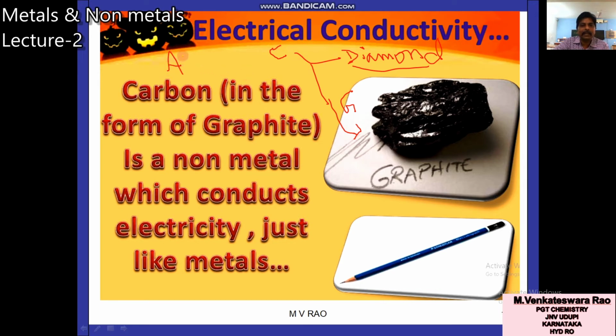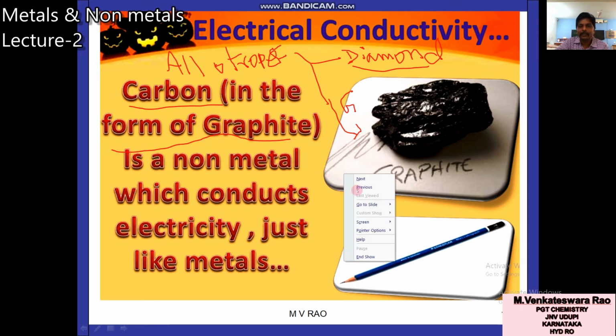These forms are called allotropes. It will come in the carbon and its compounds chapter, the fourth chapter. So carbon has so many allotropes. One form is graphite. Carbon in the form of graphite is a good conductor of electricity, even though carbon is a non-metal. Carbon is a non-metal, but in one of its allotropic forms, graphite is a good conductor of electricity.